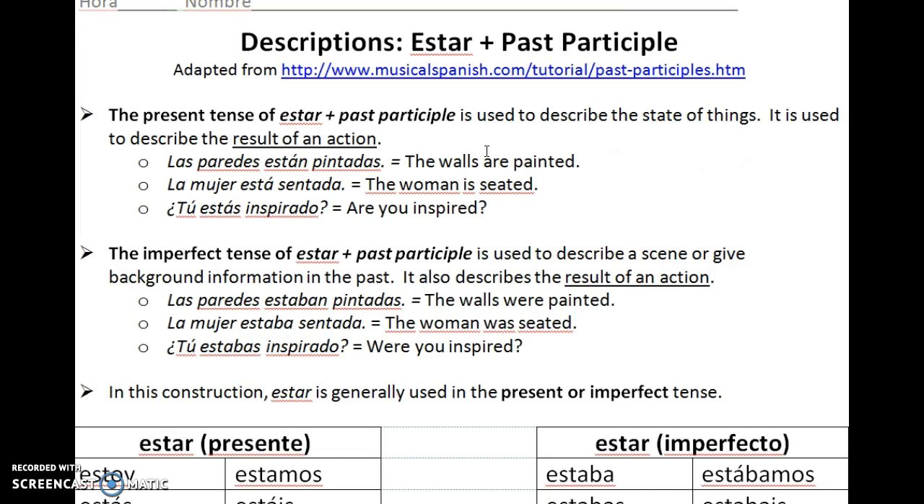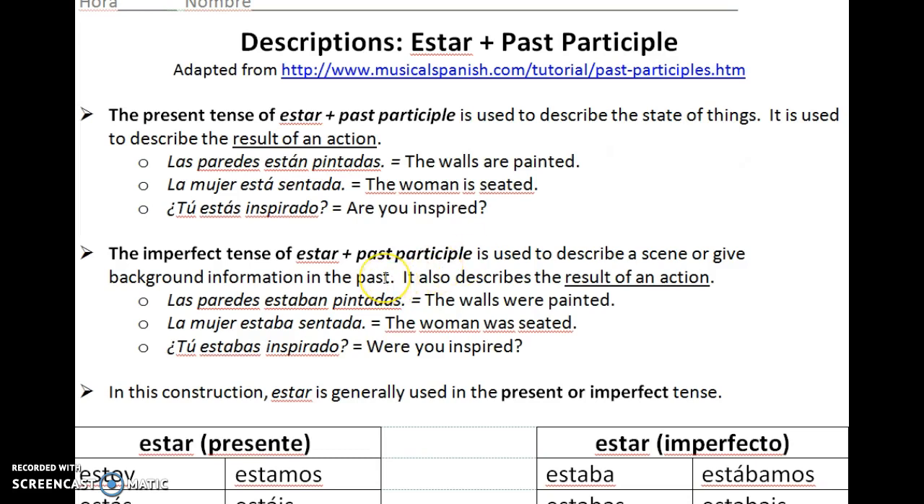Or if a woman has been seated, the result is now the woman is seated. La mujer está sentada. And if somebody inspired you or something inspired you, the result would be you are inspired. So the question could be asked, tú estás inspirado. The imperfect tense of estar plus the past participle is used to describe a scene or to give background information in the past, and it also describes the result of an action.